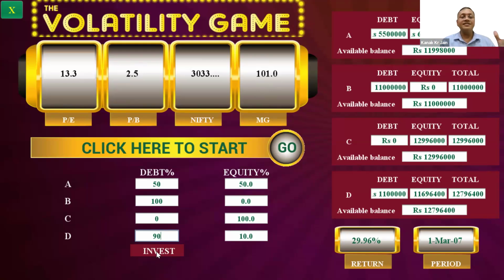So let me invest and see, because look, although the PB ratio is very cheap, the PE ratio is very, very cheap. So this was one day in history. I can be wrong, I can be right, but let's invest.